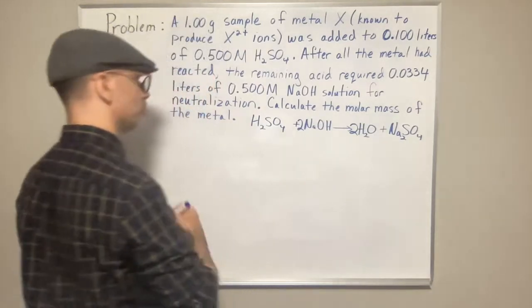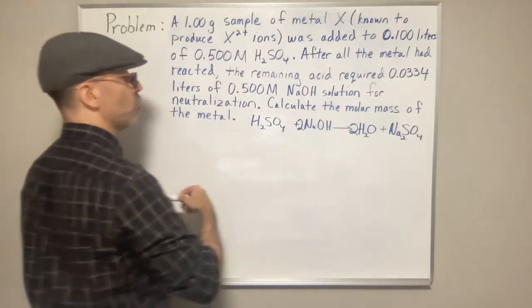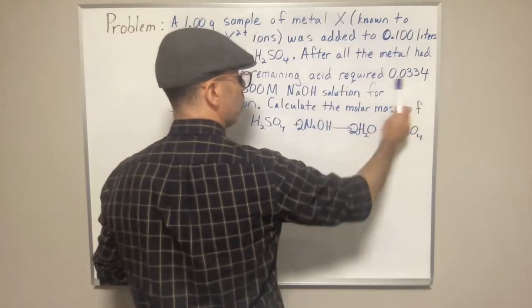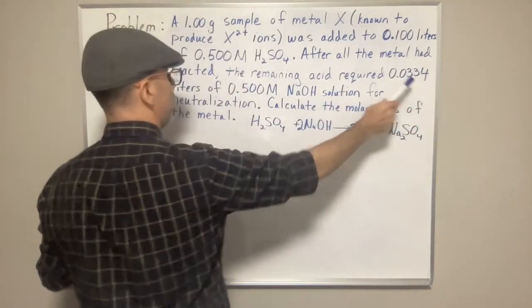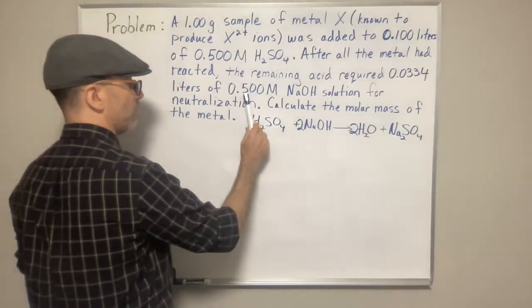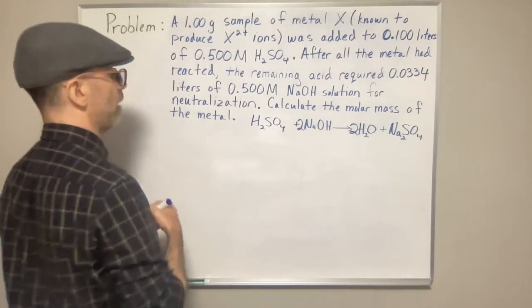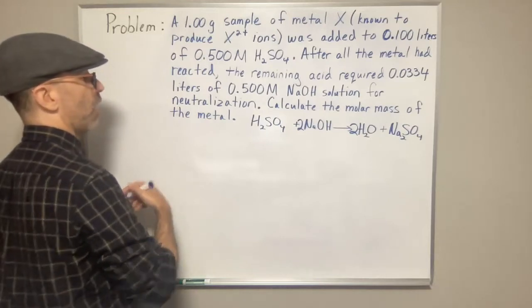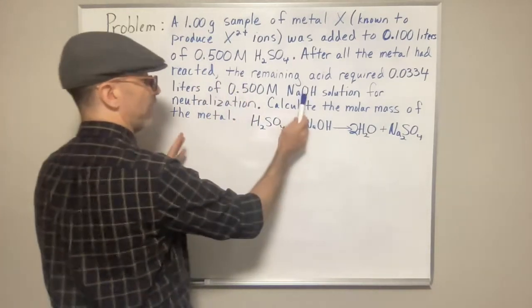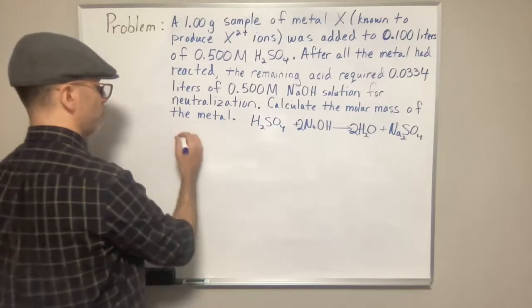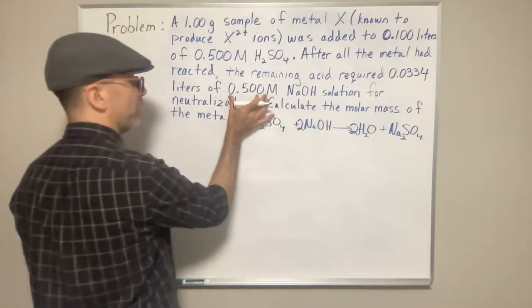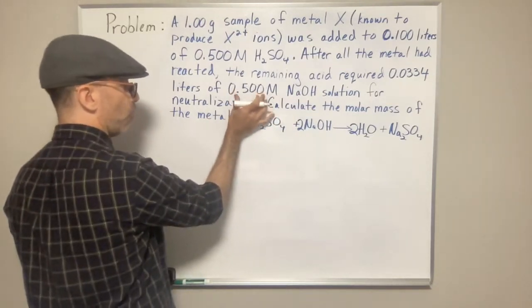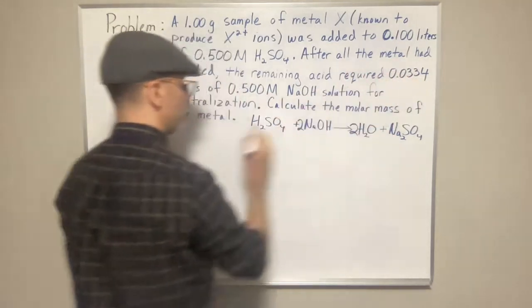So, this is the number of liters I have, and this is the molarity. When I'm trying to figure out the number of moles of NaOH, I can use my molarity as a conversion factor. That's moles per liter, and this is my liters.